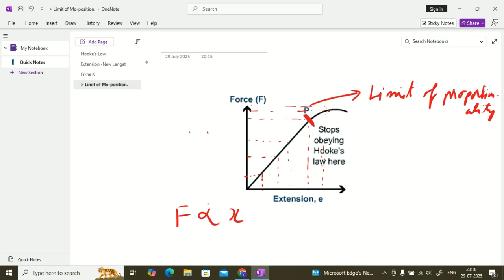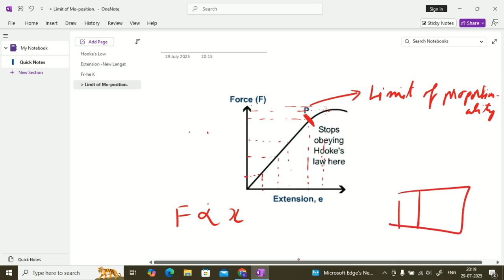That's point P. Now once we get to the table, if we plot a table of force versus extension, for every amount of force, how much is the extension happening? So let's say 10 gram, the extension was 8 centimeter.